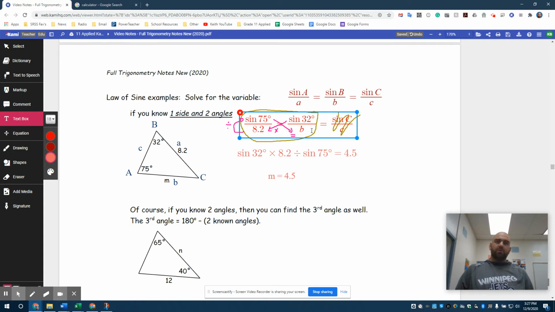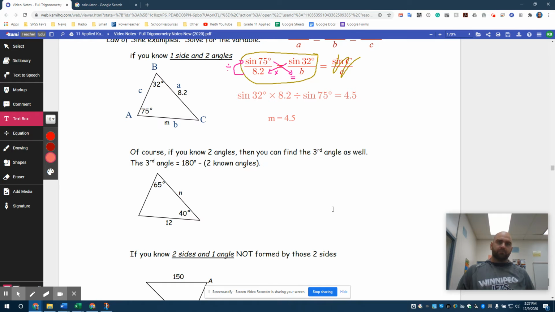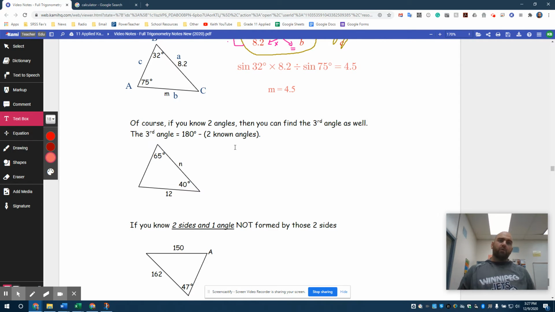Now, like I showed here, we only needed a and b, but we could use any two. So we could use a, b, or c. Any one of these three, we're going to use two of them to find a missing piece. Now, of course, if you know two angles, then you can very easily find that third angle as well.